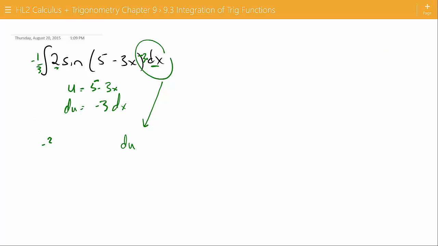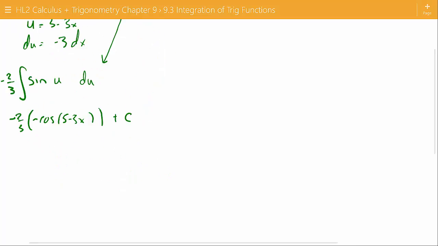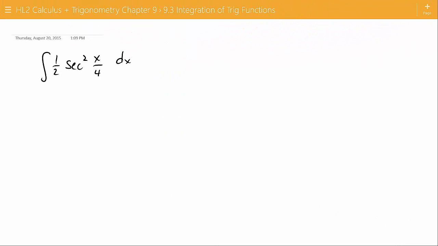We've got negative 2/3 times the integral of sine u du. What's the antiderivative of sine? The antiderivative of sine is negative cosine. So you have negative 2/3 times negative cosine of u, but u was, remember, 5 minus 3x plus c. And we can clean this up just a little bit. We have 2/3 cosine of 5 minus 3x plus c. Just a whole variety of examples for you today.